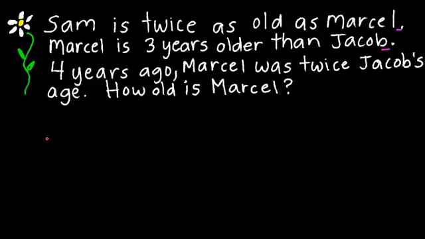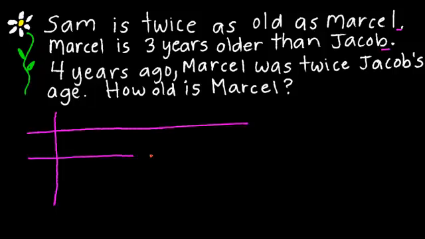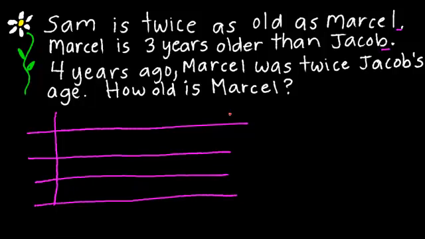Now, the best thing to do here is to go ahead and make a table, and let's do that right here. I like to have one more row than there are number of people. So overall, I'm going to need 4 rows, and enough to make sure that we have headers. And then I need one column for each time period. Since I'm talking about present day, the current time, and I'm talking about 4 years ago, I need 2 columns on this side.